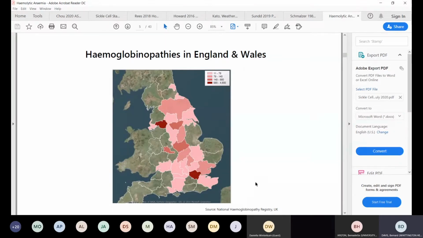And it's important that we remember this because we still have patients who attend hospitals in those low prevalence areas. So it's important that care is provided to those patients as well. And these patients may be students who are studying in universities in those low prevalence areas.